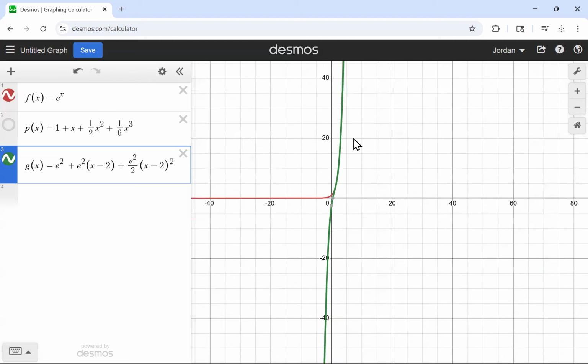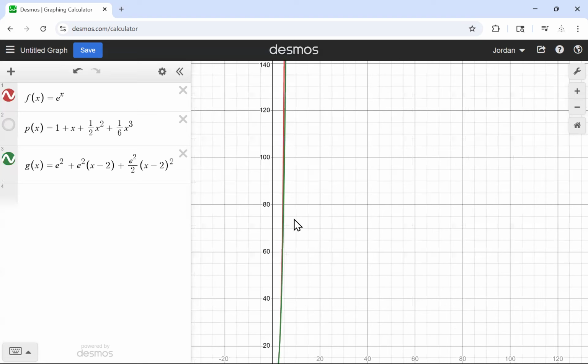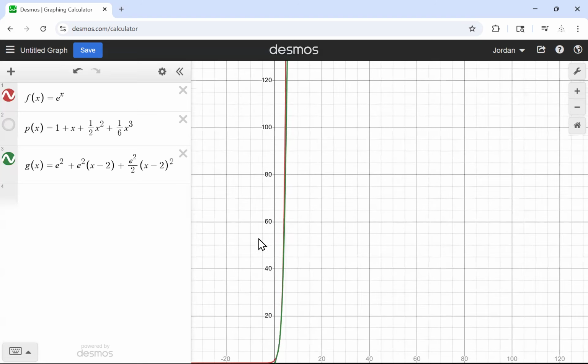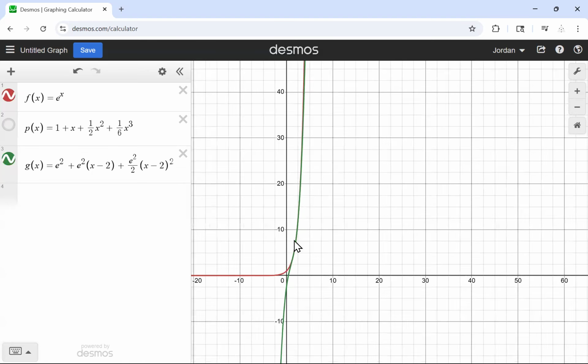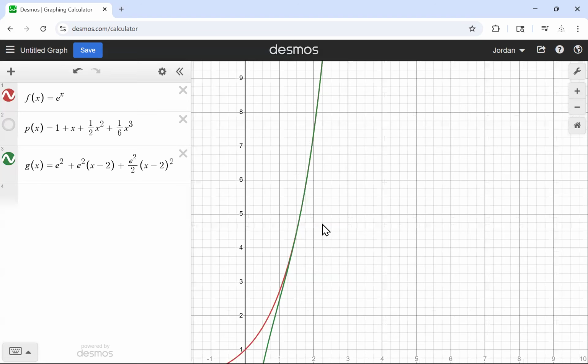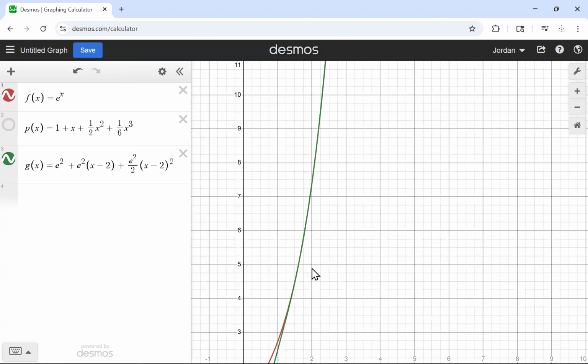And then obviously as you move away, if you moved up here, they'd be pretty far off. It doesn't look like that because I'm zoomed out so far, but they are pretty far off when you get up to some high x values. But right at 2, really nice approximation.